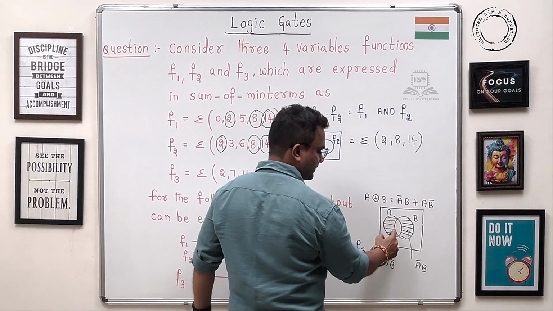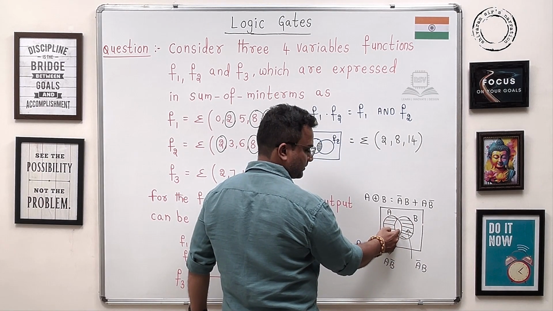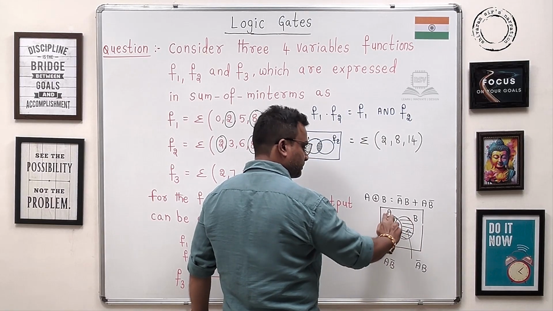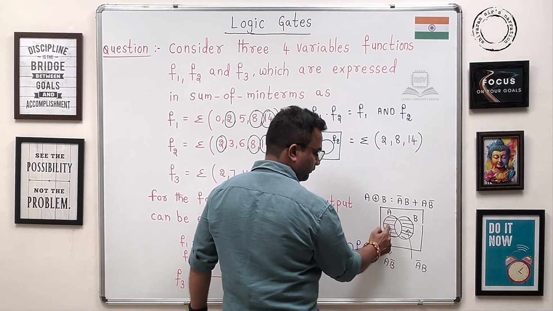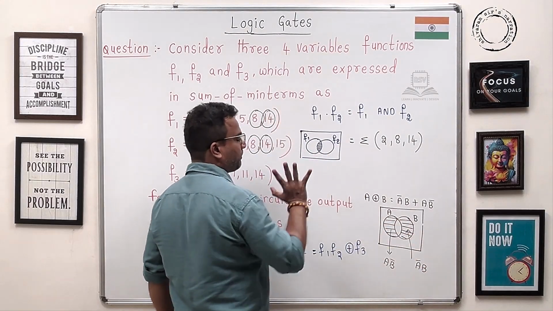Here A is there, B is there. You are not taking the common terms. Other than the common terms present in both A and B, we are taking. The same analysis you have to apply now.